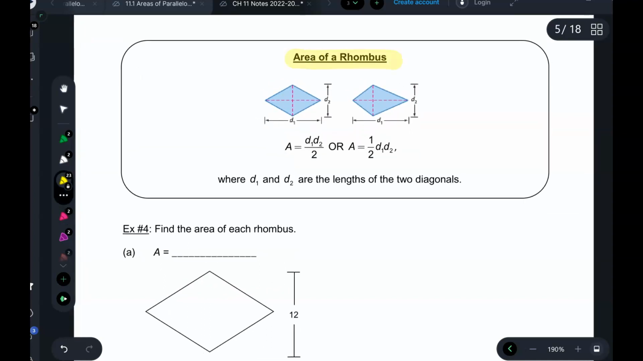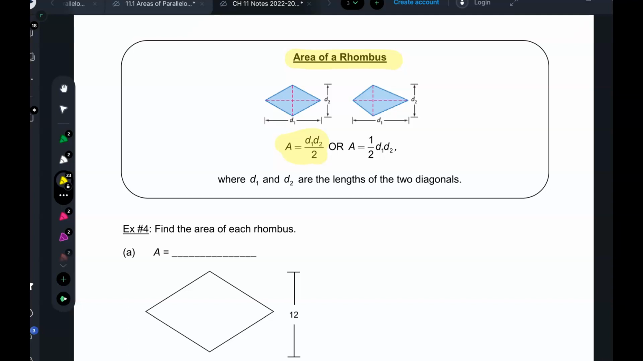Okay, area of a rhombus. So if you know the base and the height, a rhombus is a special type of parallelogram. So we could use the base times height formula, but this formula will also work. It's diagonal 1 times diagonal 2 divided by 2.